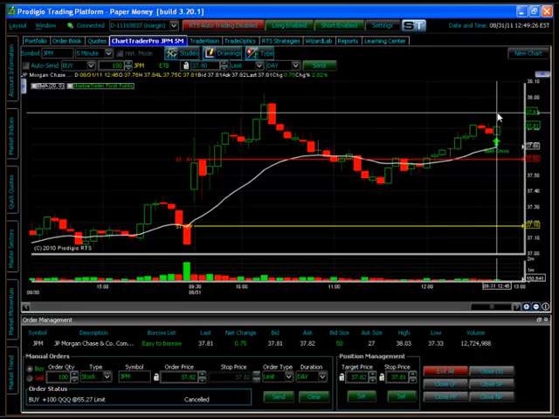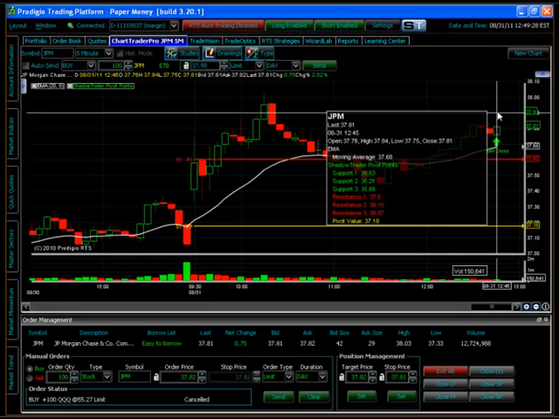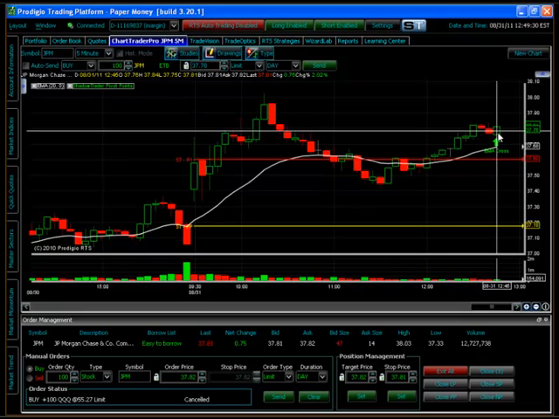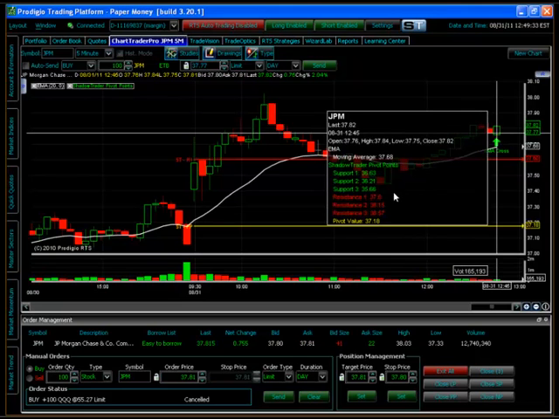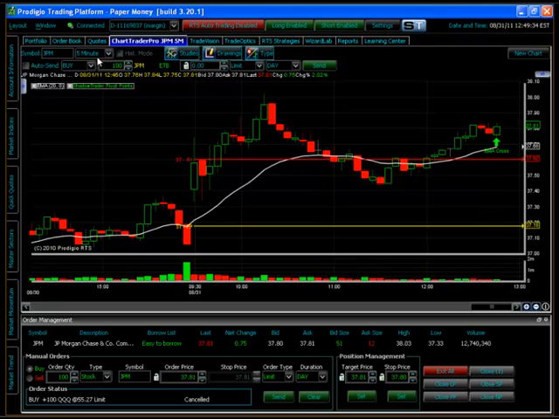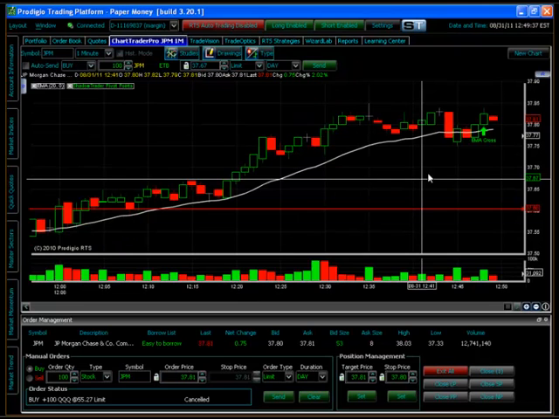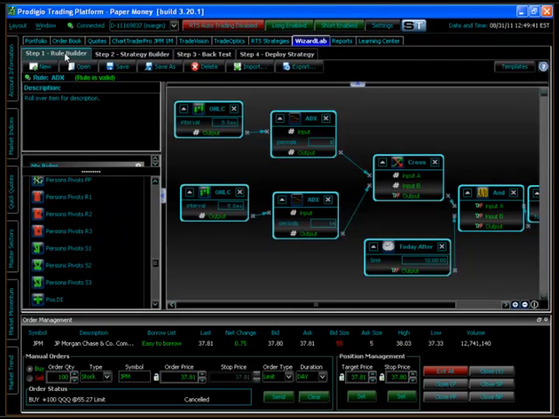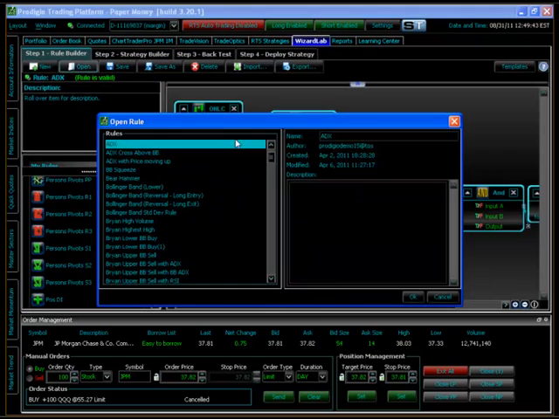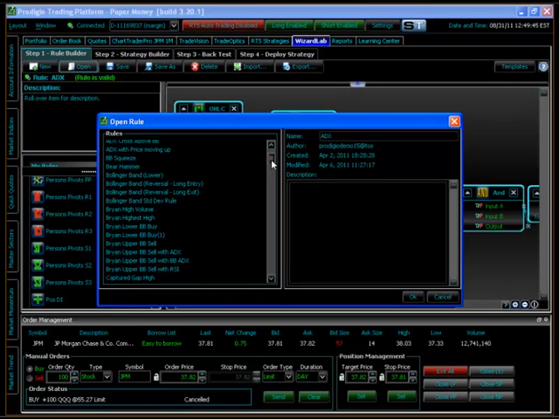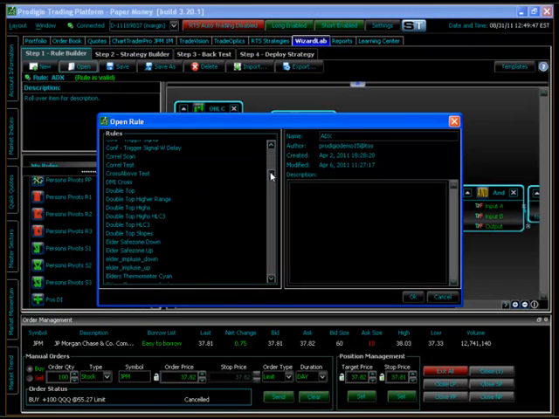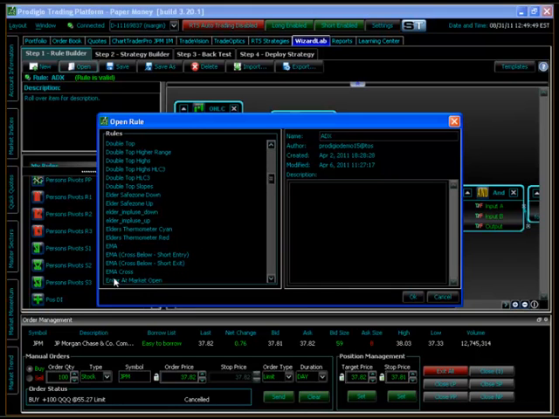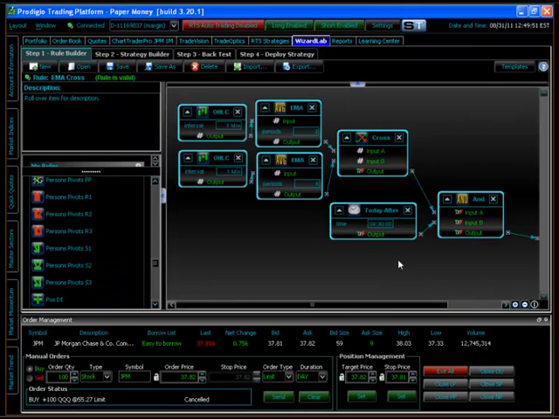Obviously, it went down and went back up, so this is a cross above, which is why it's a bull signal. I believe it's 3-minute EMAs. See, I'm looking at 5-minute bars. Let me look at 1-minute bars. And let's actually open that up really quick for purposes of illustration. I can say open, and this is going to be a rule using the EMA cross.